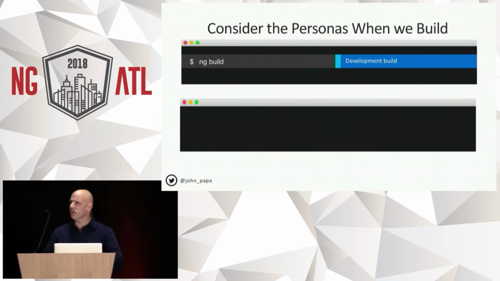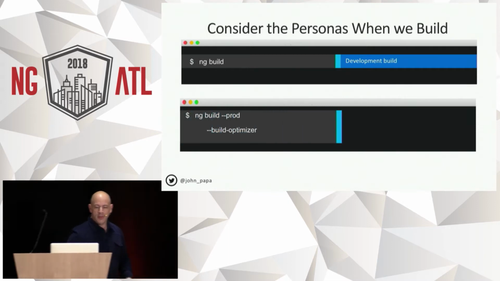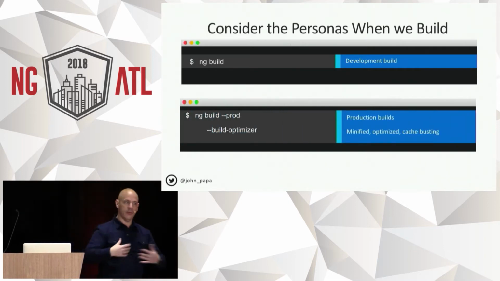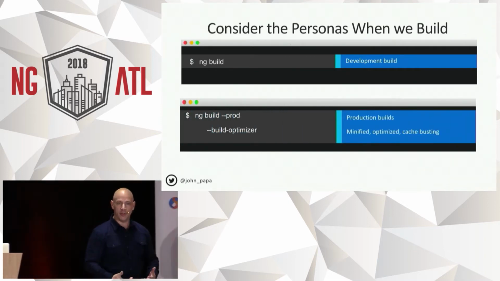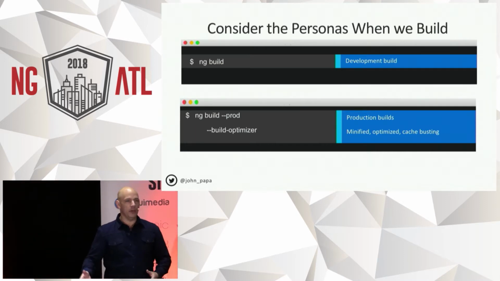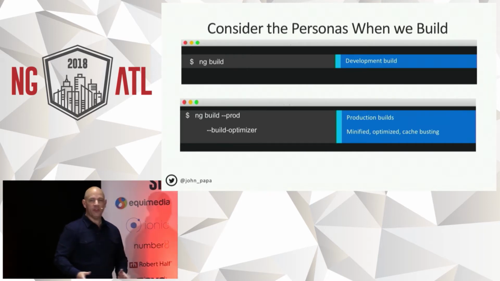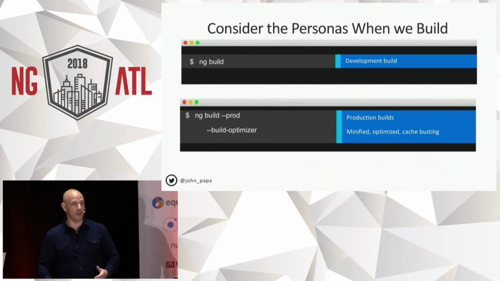So this persona is your developer and you want to get things fast. That's where ng build really comes into play. The second persona is somebody who wants to put out a production build to a user. Your users don't care if what you did built fast or not. They don't ever experience that. They just want to know when they hit your website it works and it's fast.